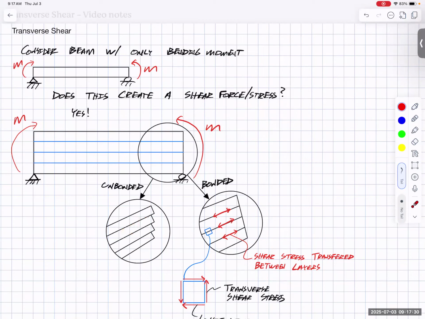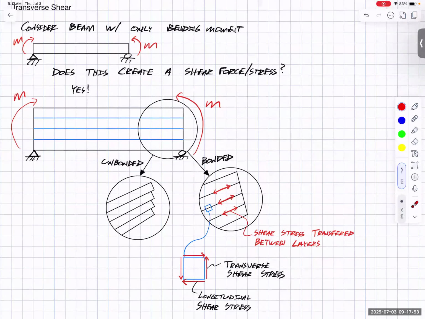So if we were to bond it, if we were to glue these pieces together, then we get something that looks like this little blow up on the right, where now we have a straight edge. But in order to have that happen, we have these internal forces along the length of the beam. And those internal forces are really what we're calling a shear stress.